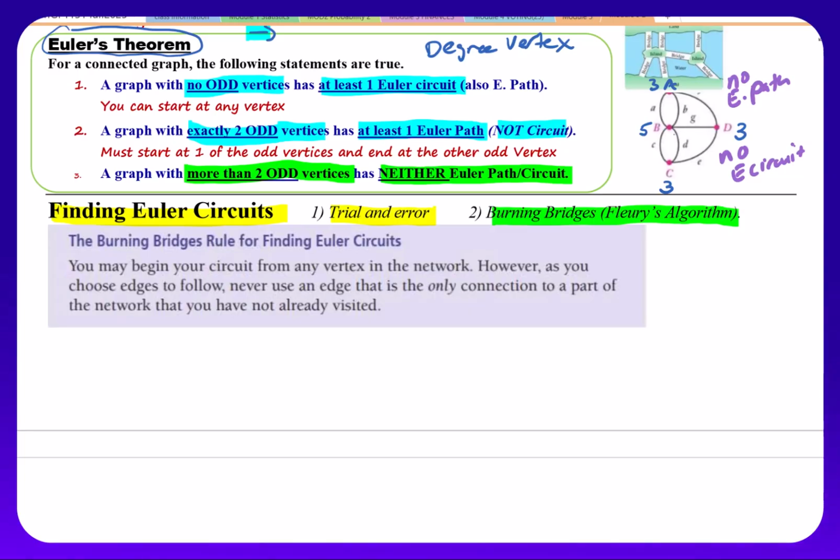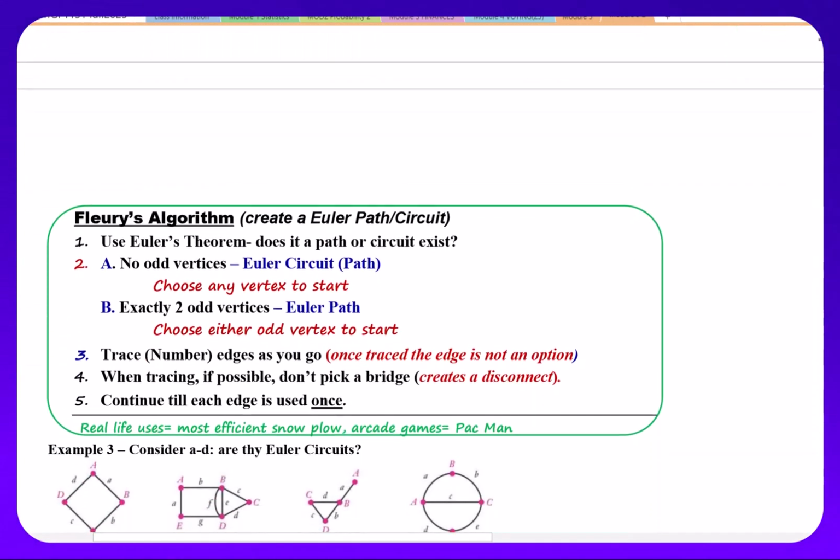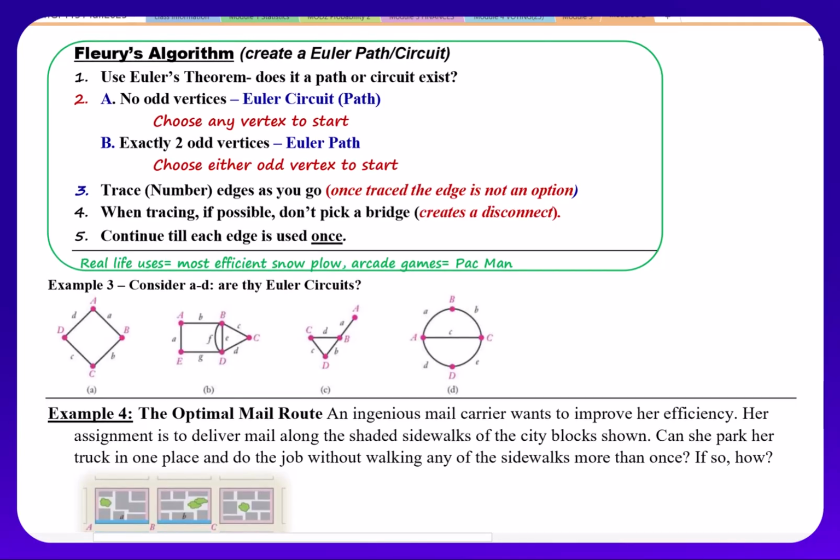Okay, so an easy way to explain this in more detail is we're going to use Fleury's algorithm to figure that out. So first, you use the theorem. This is where we look at the degree. Remember, if there are no odd vertices, then we have an Euler circuit. If there are two odd vertices, we have an Euler path.